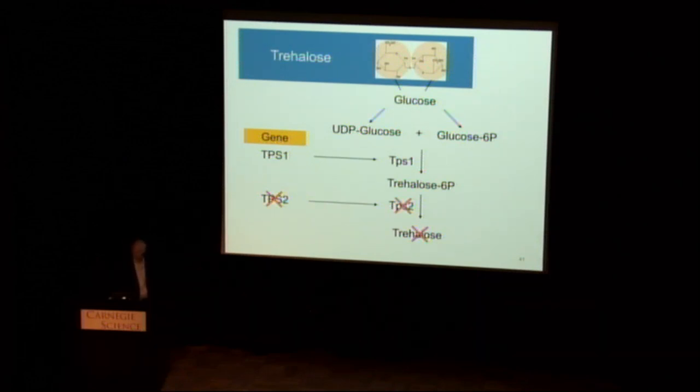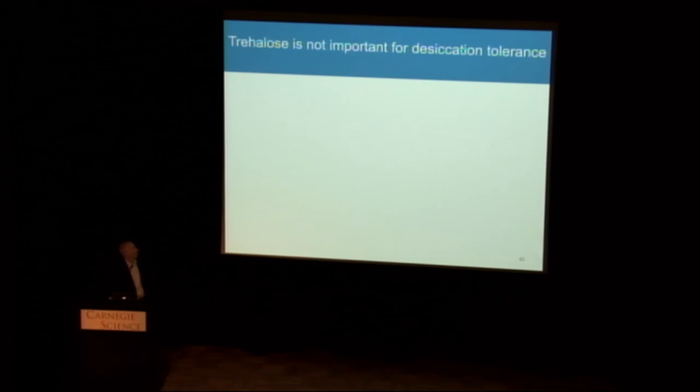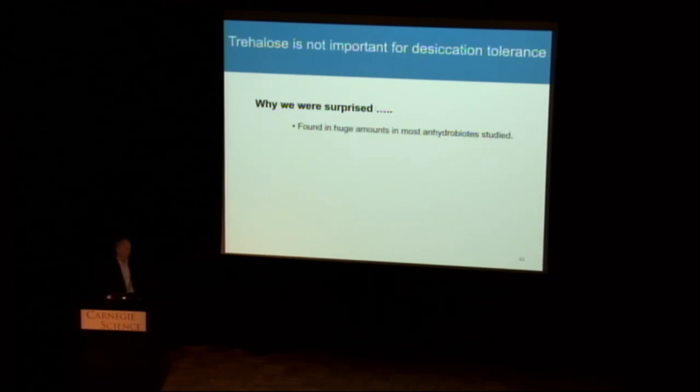So why were we surprised? Well, certainly the conclusion is, okay, you don't need trehalose. It was there, you can knock it out, big deal. The reason we were surprised is because it's found in huge quantities in almost every anhydrobiote that's around. Every cell that's desiccation tolerant has tons of trehalose. And so we just thought, well, that's a smoking gun. That means it's got to be important.